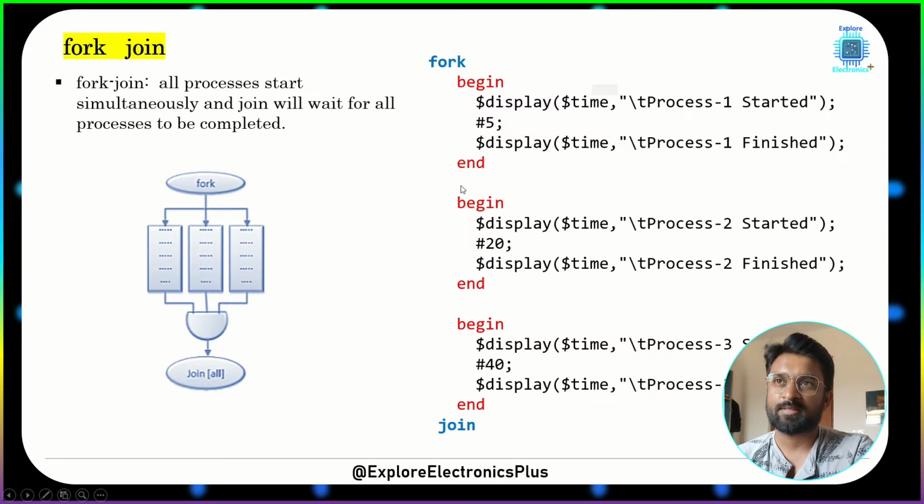Let us take an example. Process 1 will have two display statements with different time units. Process 2 will have similar display statements with different time units. Process 3 will also have different time units. So if we put these three processes under a fork join block with different time units, they are going to execute at different times, and until we complete all three, we can't come out of this block. Let us simulate this code and try to understand.